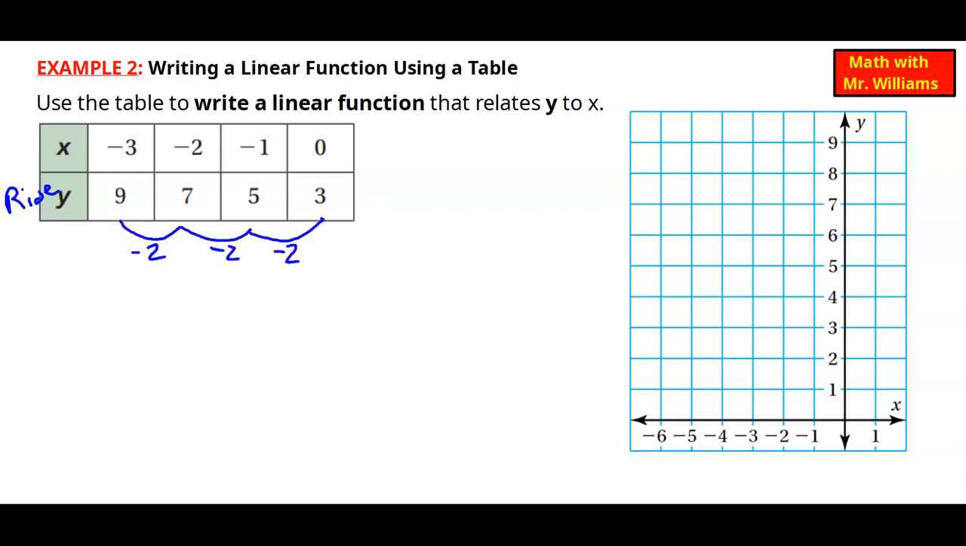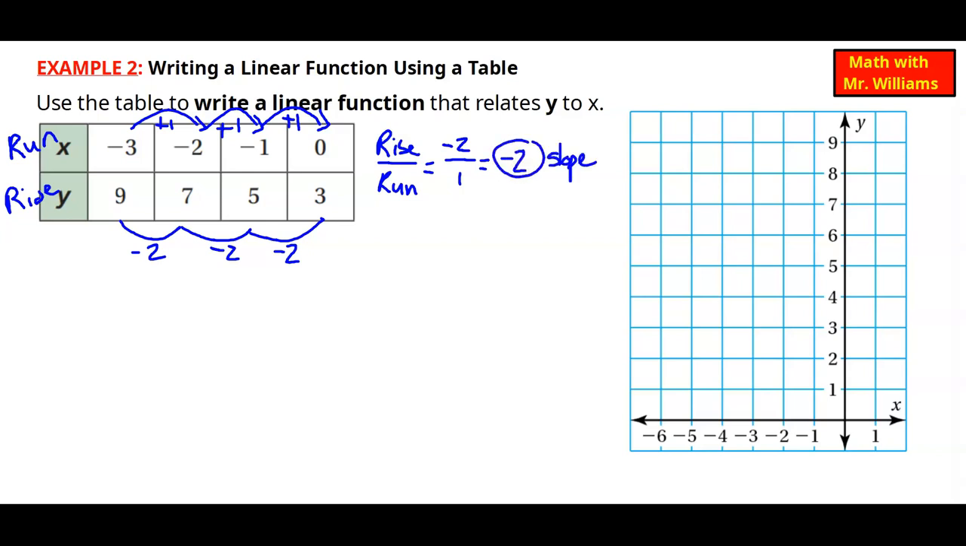Now if we go over to our x, which is our run, because it goes from left to right, we have -3 to -2. We see that is an increase of 1, and then from -1 to 0, that is an increase of 1. You're heading in the positive direction. So our rise over run would be -2 over 1, or just -2 for our slope.